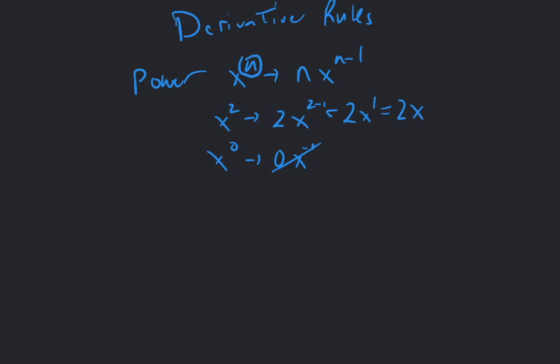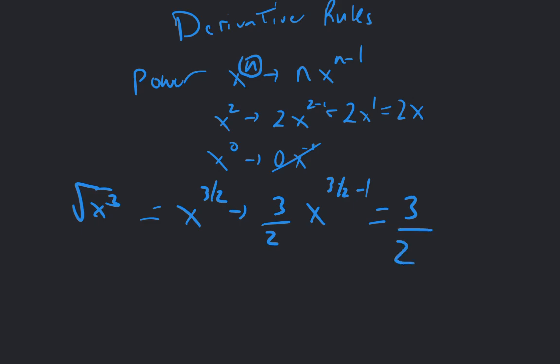17. We could do 3 over 2, which could be written as the square root of x cubed. But, the same thing. 3 over 2 times x to the 3 over 2 minus 1. And 3 over 2 minus 1 is just 1/2, so 3 over 2 times the square root of x.